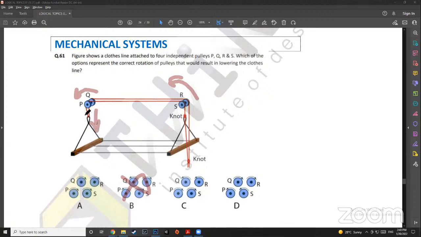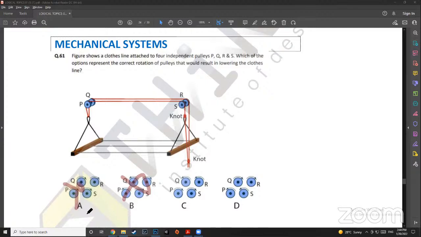It will go down. That means the rope is being pushed in this direction. That means P will start rotating in the clockwise direction. S will start rotating in the clockwise direction. That means all four of them cannot rotate in the same direction. So we can eliminate option A also.